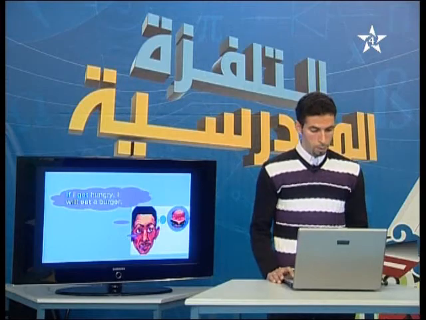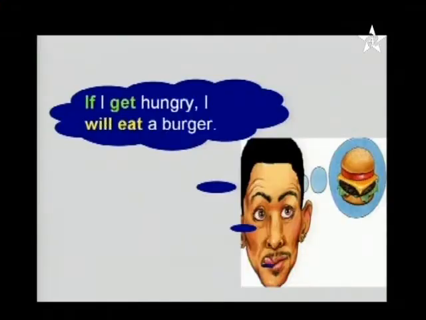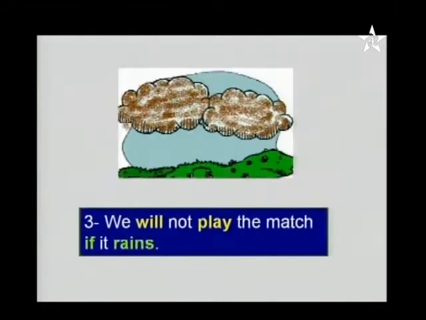Consolidation, just a few examples. If I get hungry, I will eat a burger. We will not play the match if it rains. Now notice, look at the picture. It's not raining, it's cloudy. It tells that it might rain at any time. So it's just an assumption, a condition, but it's possible. Now let's move on to conditional type 2.